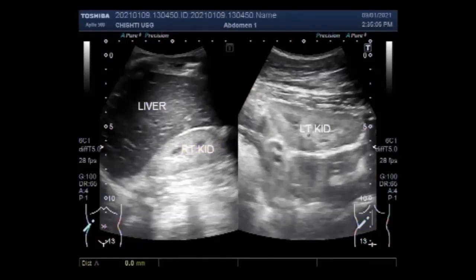You can see this kidney measures about 7.3 centimeter by 3.1 centimeter with cortical thickness of about 5.5 millimeter. So both the kidneys are showing the loss of cortical thickness, are smaller in size, and parenchymal echogenicity is increased. So there is bilateral renal parenchymal disease.